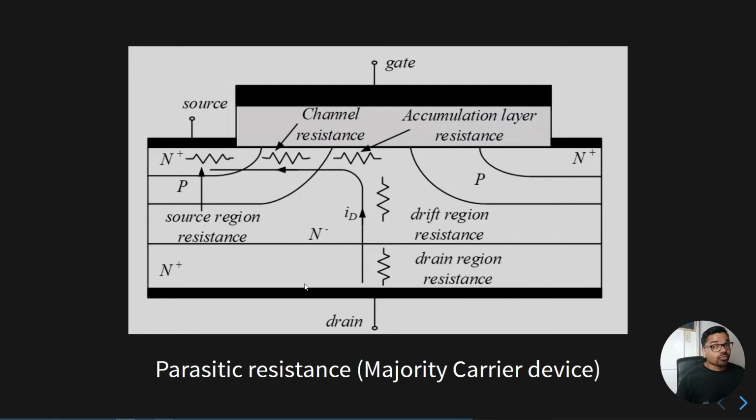Let's look at the IV characteristics of the MOSFET. IV characteristics is nothing but the current and voltage characteristic. There are three regions in which your MOSFET basically operates. There is the active region, and then there's the ohmic region, and in this particular region you can basically say it's basically off.